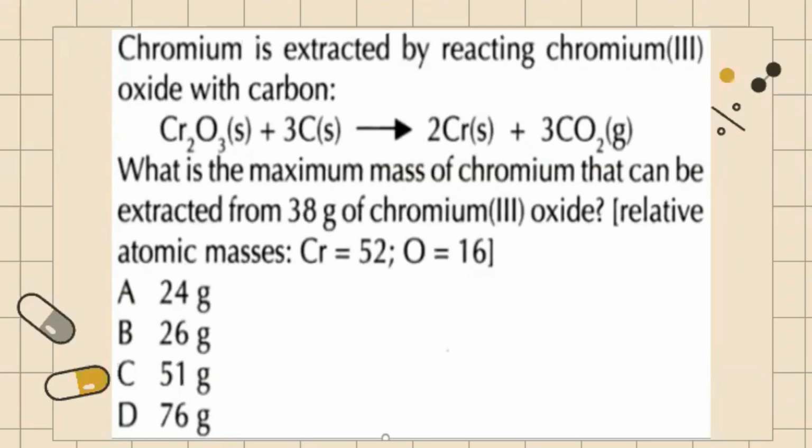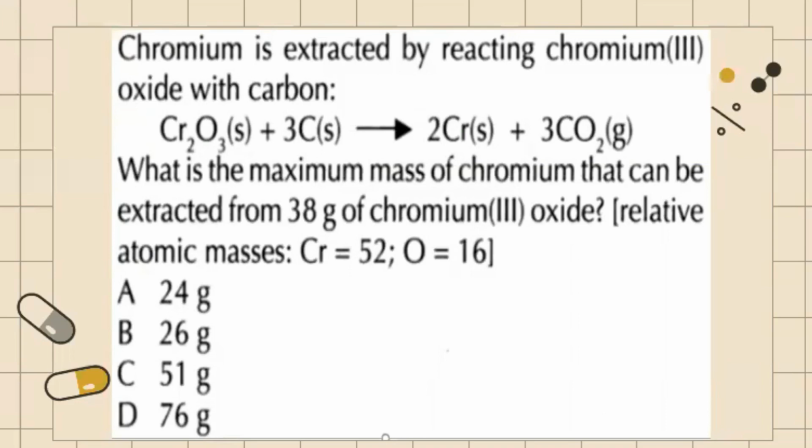This is the chemical reaction: Cr2O3 plus 3 carbon give us 2 Cr plus 3 CO2. What is the maximum mass of chromium that can be extracted from 38 grams of chromium 3 oxide? The relative atomic mass of chromium and oxygen are given here. A 24 gram, B 26 gram, C 51 gram, D 76 gram.